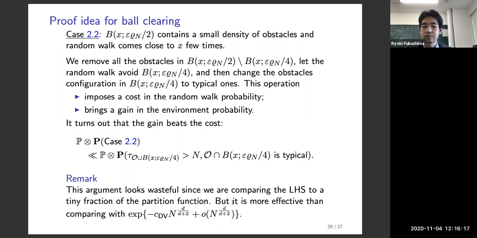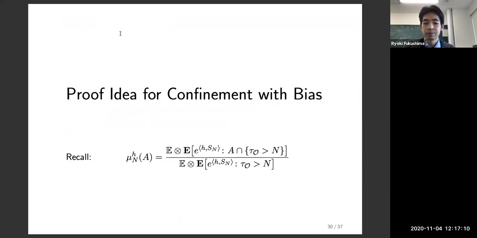So the message is that this looks wasteful, but still this is more effective than comparing with the explicit form of the partition function. Okay. So this is the most interesting slide, at least for me. And this shows how the comparison technique works. No partition function appears, but on the other hand, you have to prepare two events. I mean, we have to make the right case distinction, and we have to create some target event for the mapping. But it works. So in this way, case 2.1 and case 2.2 are excluded. So in total, we conclude that it's not a good idea to have an obstacle at x. So this finishes the proof of ball covering.